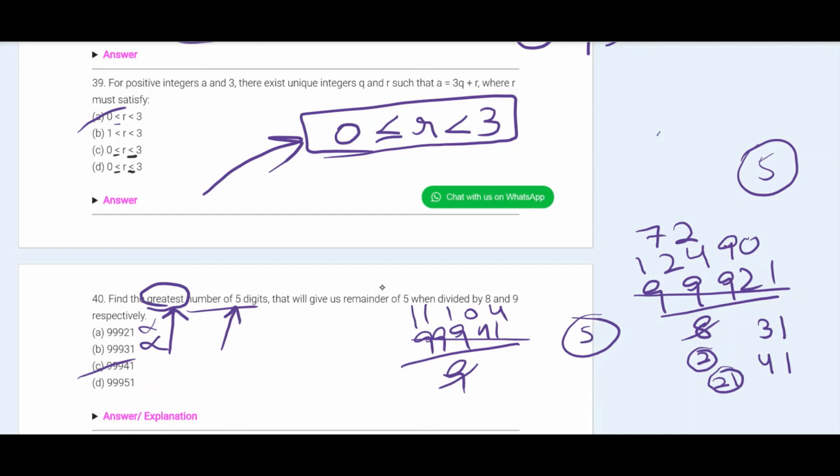So that's all about the 40 questions from the first chapter, real numbers. We will discuss the 40 questions from the other chapters too.